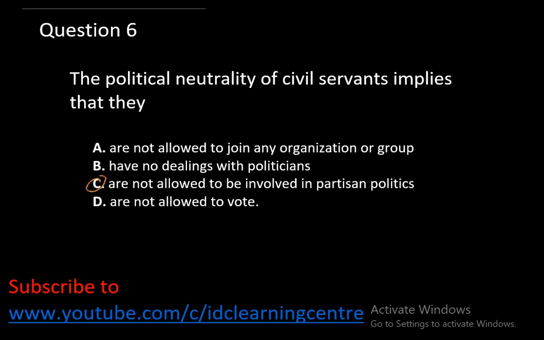So, political neutrality is one of the main characteristics of civil service. This means that civil servants are not involved in partisan politics. They are there to serve any government that comes into power.